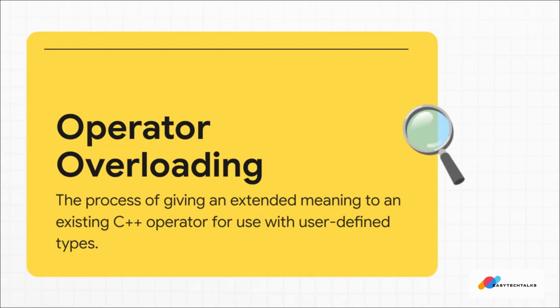So, what's happening under the hood? We're giving an extended meaning to an operator that already exists. And a really key point here is that we're not creating new operators from scratch. We're just taking operators C++ already knows, like plus, minus, equals, or even the output operator, and we're defining what they should do when they run into our custom classes.